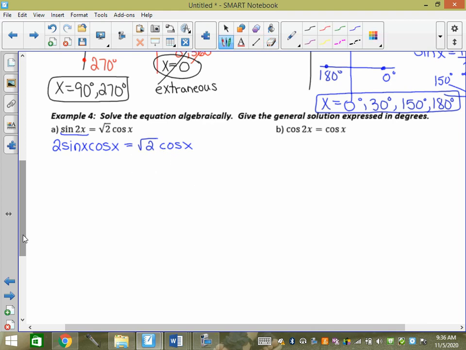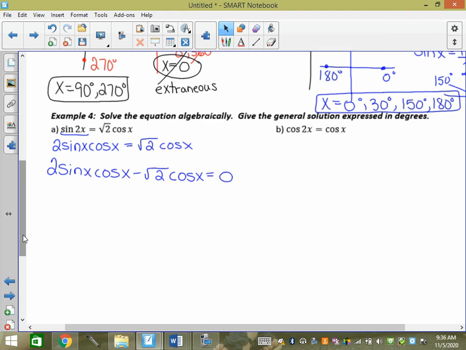So then you'd be like, no, I can't divide. I have to subtract it over, and GCF comes first. So that's what I have to do. When in doubt, GCF it out. So we take out a cos x, and we're going to be left with 2 sine x minus root 2.